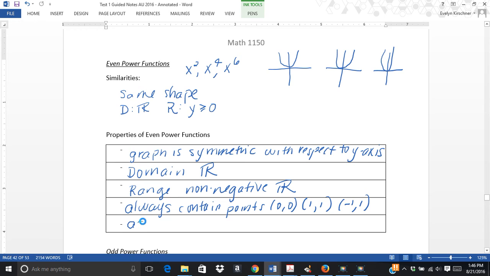And as n increases, right, in magnitude, the graph is steeper for x less than negative 1 or x greater than 1. But near the origin, it tends to flatten out and lie closer to the x-axis.